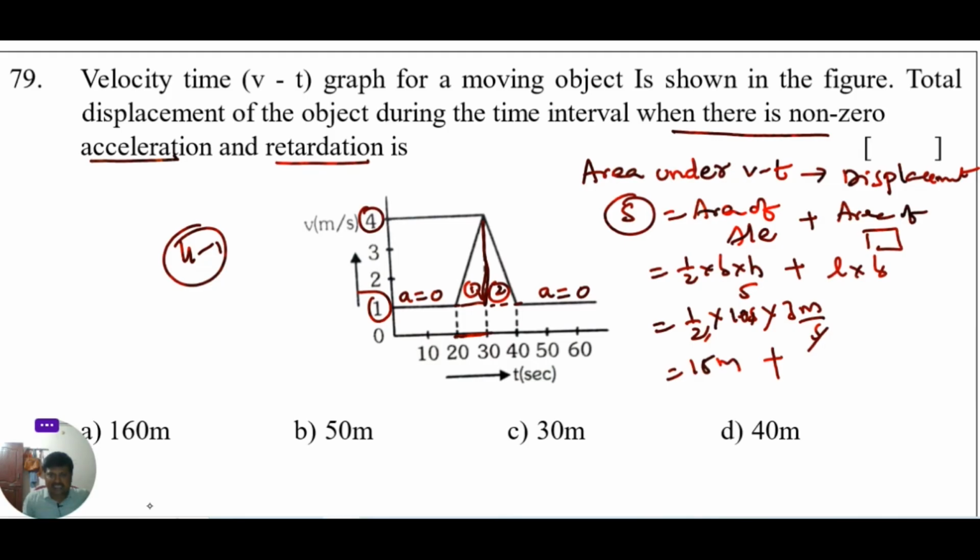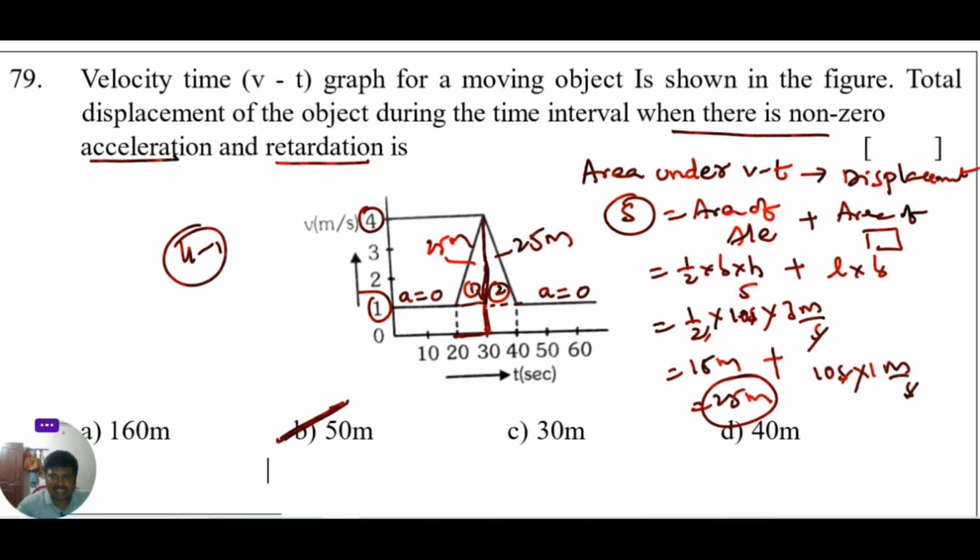Length is 10 seconds, from 20 to 30, the difference is 10 seconds. This is the breadth, 0 to 1, that is 1 meter per second. Seconds get cancelled. 10 into 1 is 10 meter, so 15 plus 10 is equal to 25 meter. So this is 25 meter and this is also 25 meter. The total displacement is 25 meter plus 25 meter, that is 50 meter. So option B is the right answer. 50 meter is the right answer.